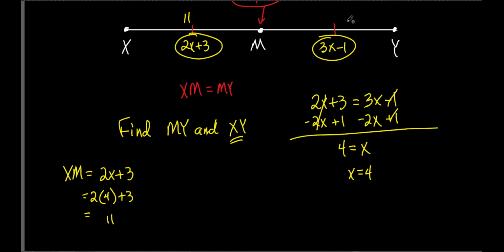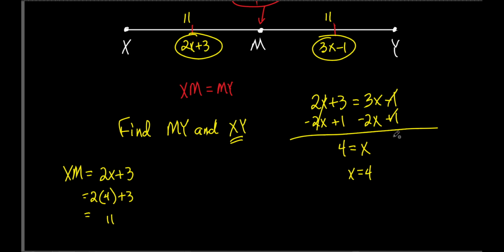Do I even have to put that into this? Do I even have to do any math? Why not? Because if this is 11, talk to me, the other one's got to be 11 because they're what to each other? They're equal to each other, right? So this should be 11 as well.